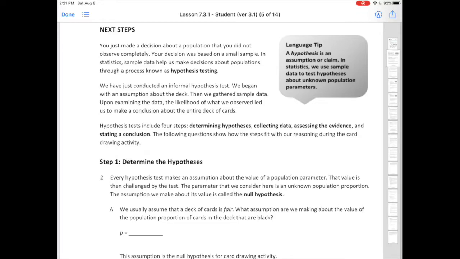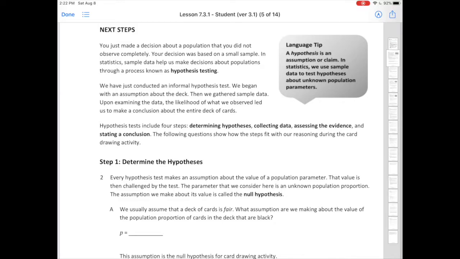We began with an assumption about the deck. What was our assumption that we had, right? We'll talk about that in a second, but we began with an assumption about the deck. Then we gathered sample data. Upon examining the data, the likelihood of what we observed led us to make a conclusion about the entire deck of cards. Okay, let's read this language tip a little bit on the right.